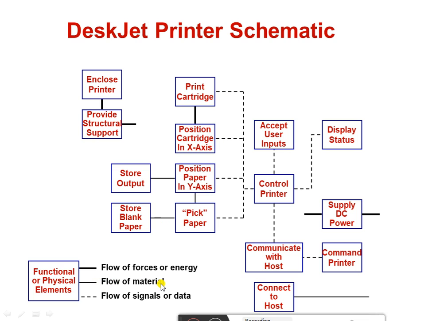But the next one is flow of material. The line shows the flow of material. So the stock, blank paper, goes from storage to taking print and store output. The thick line shows flow of forces or energy. So the electrical energy we are conveying to the printer. So these are the three physical elements shown in the schematic diagram of a desktop printer.